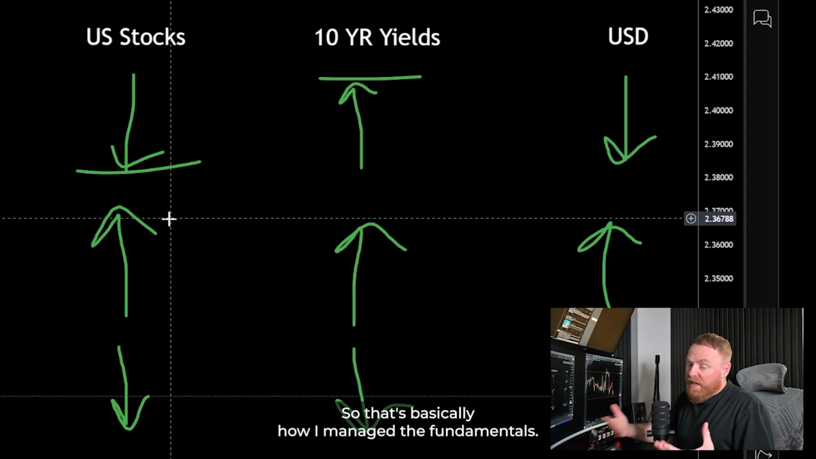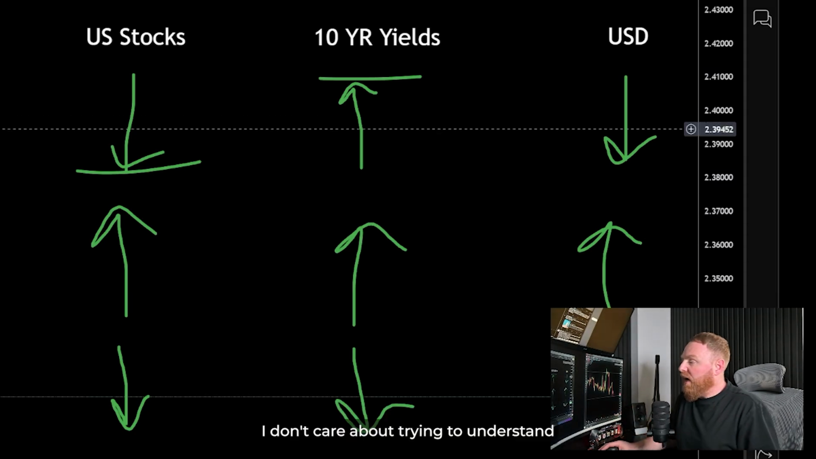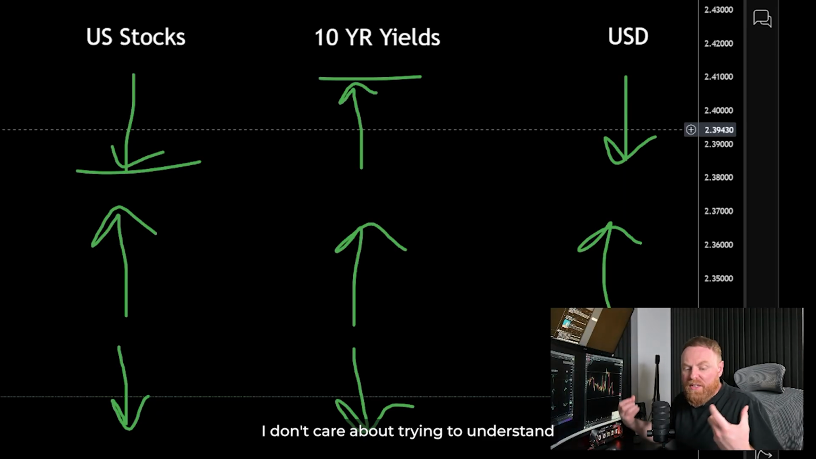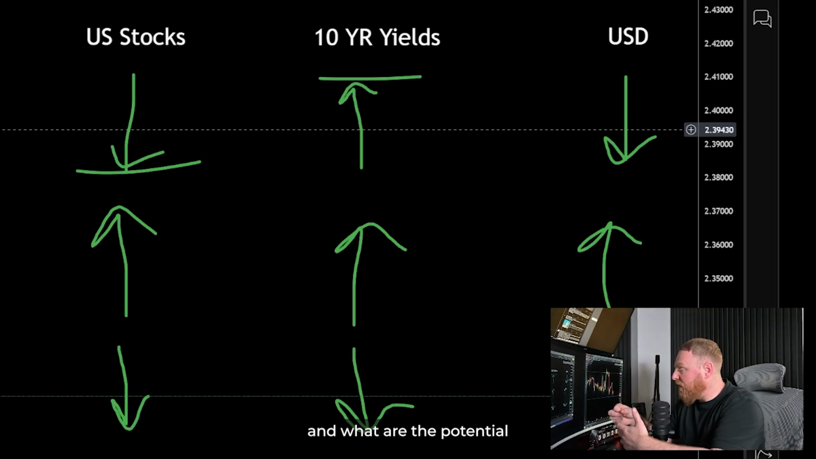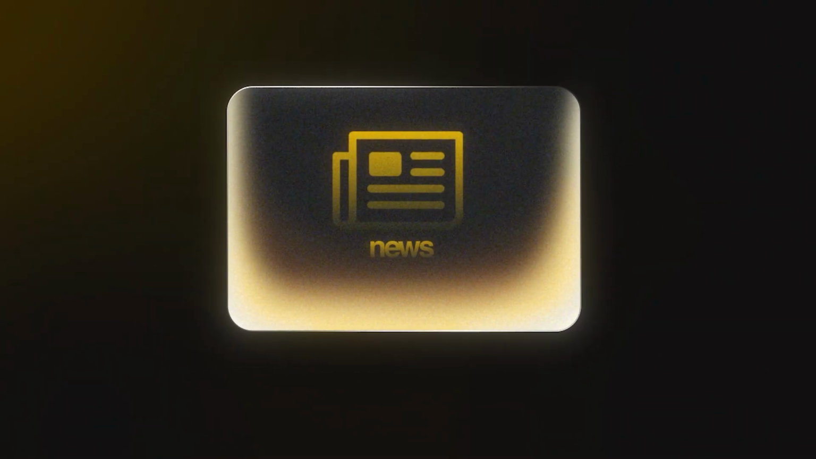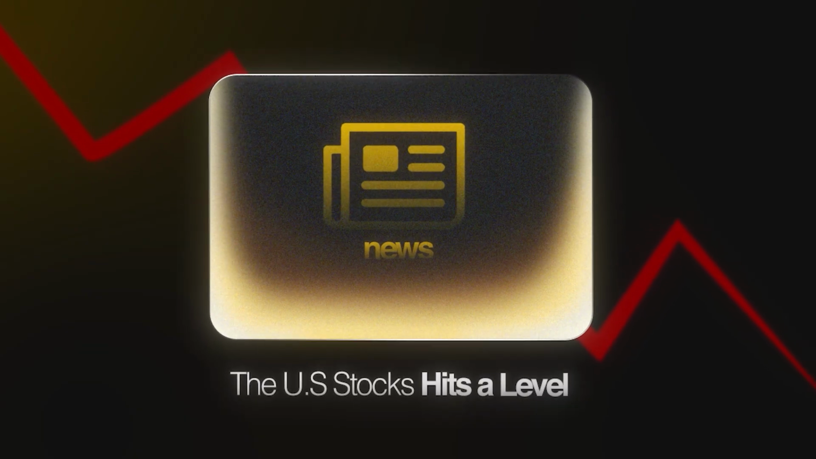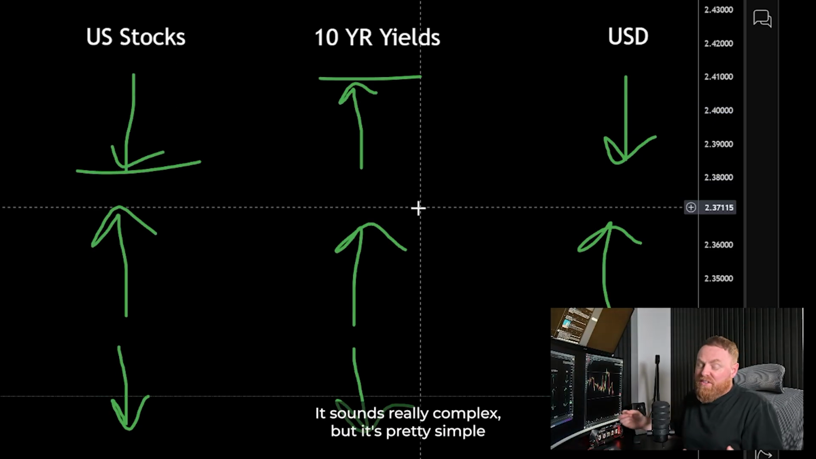So that's basically how I manage the fundamentals. So if some news comes out to the market, I do care about trying to understand what it is and what has caused it and what are the potential outcomes, the possibilities. If that new news has caused the stock market to drop, I'm not going to take any setups on my currency pairs until US stocks hit a level. And then I'll take the trade on the currency pair. It sounds really complex, but it is pretty simple.